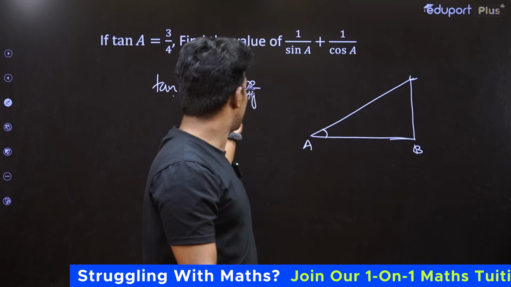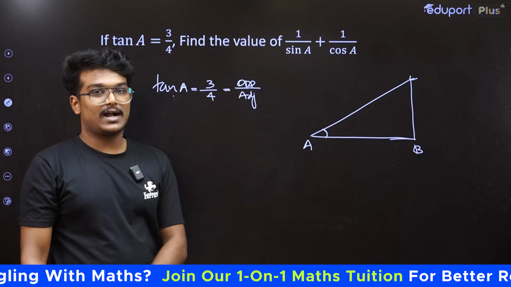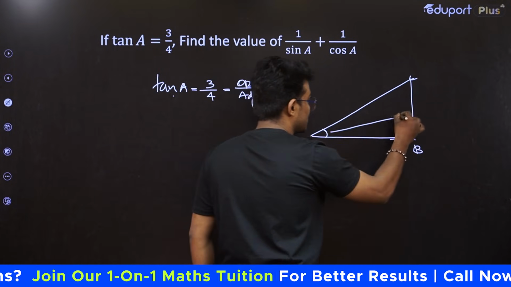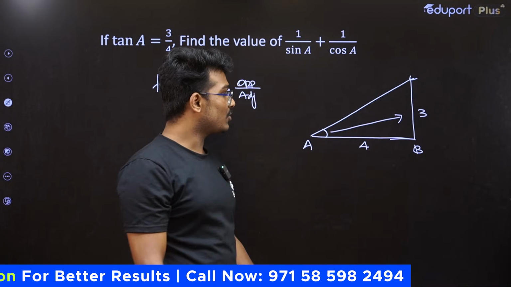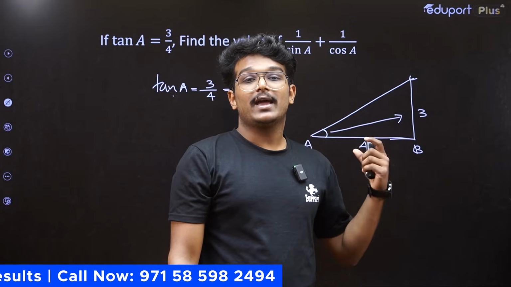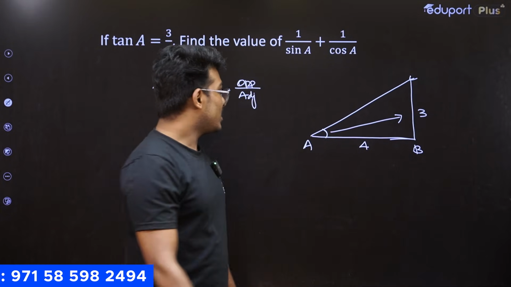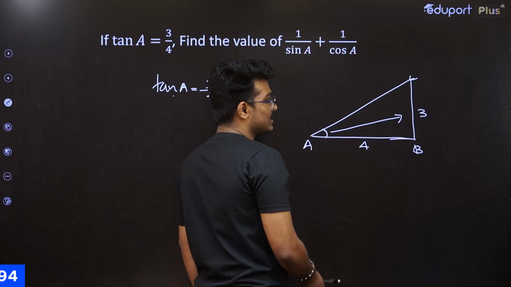Okay, so 3 is the opposite side and 4 is the adjacent side. So BC is equal to 3 and AB is equal to 4. Then what will be the value of AC?